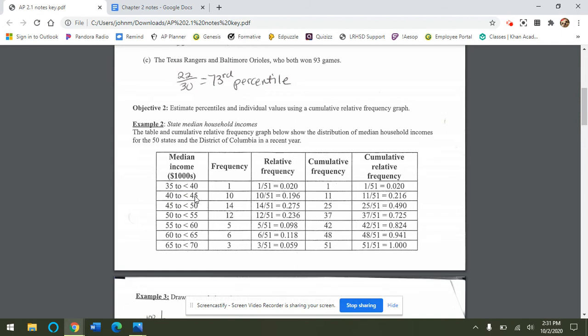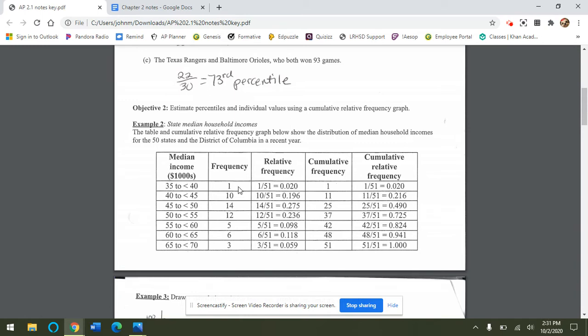We've talked about frequency. Relative frequency is relative to the total. So 1 out of the 51 total, 10 out of the 51 total, 14 out of the 51 total. And these give us our percentages, just like we did with marginal and conditional distributions. Now we're going to add in cumulative as well. Cumulative is here. We have cumulatively during this class, there's only one. By the time we get to this class, it's here and here. It's this whole span. 1 plus 10 gives us 11.